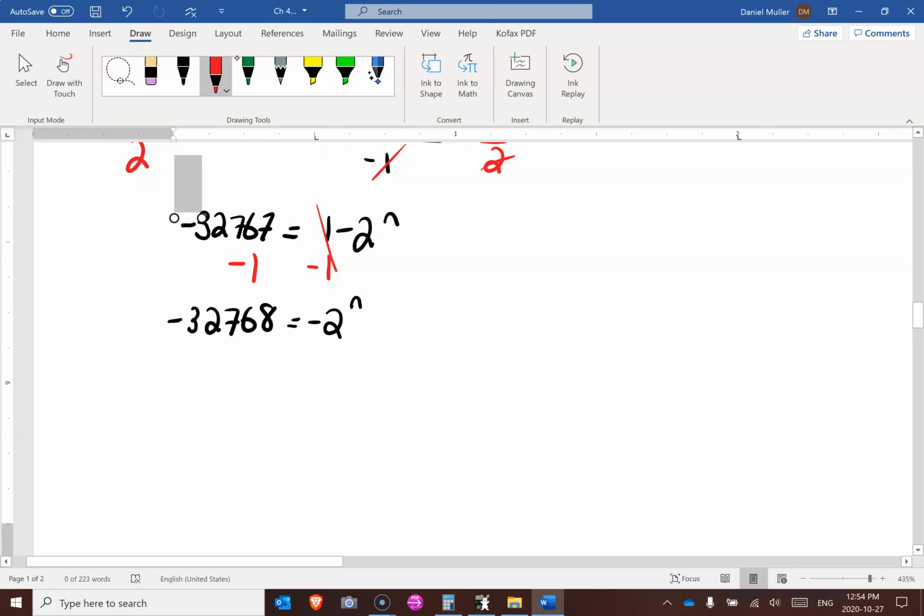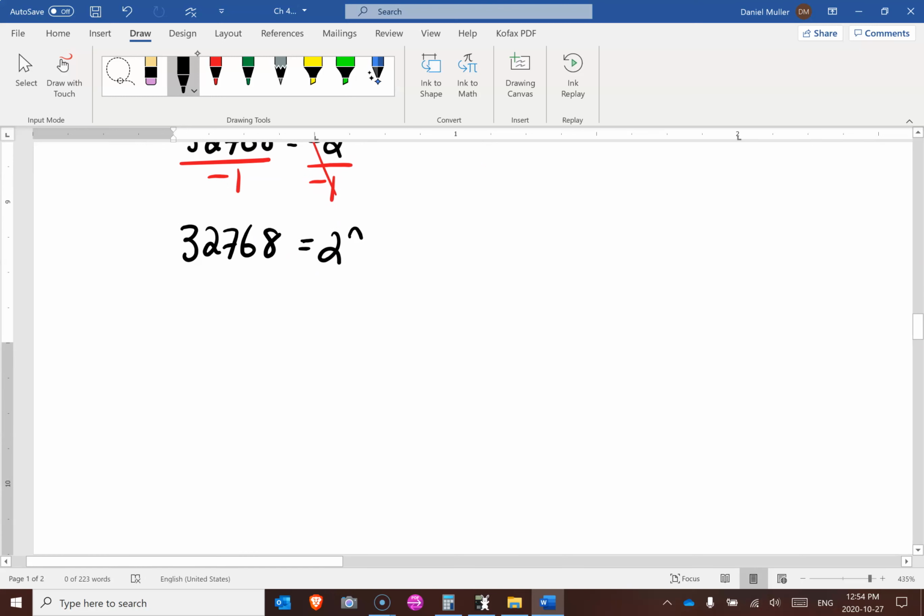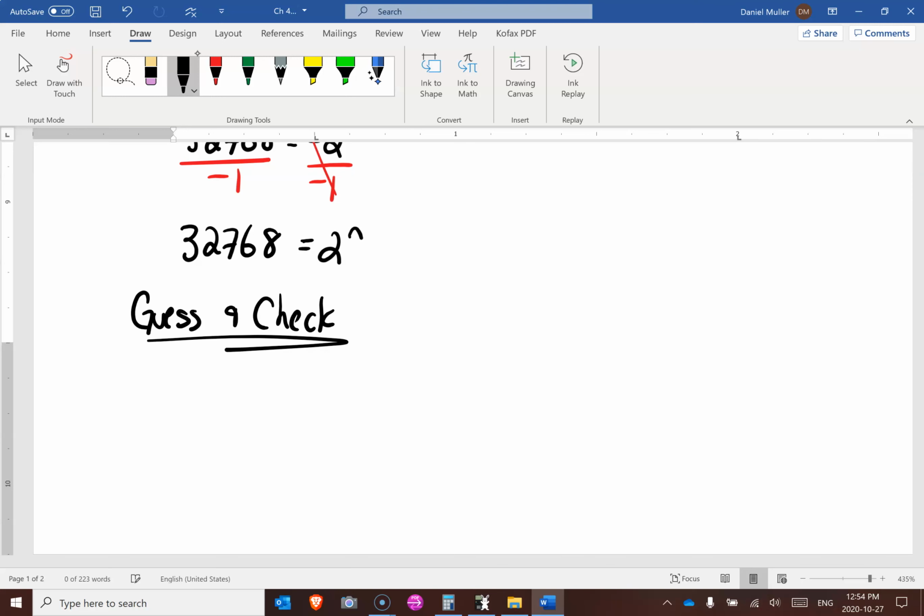And I can divide here by negative 1 to get rid of that negative, because it's not in with the brackets. It's not in with the 2, it's just outside. So 32768 is equal to 2 to the n. And so now what we have to do is a guess and check. So 2 to the n equals 32768. And so I'm just trying to choose n. So we're guessing and checking this n.